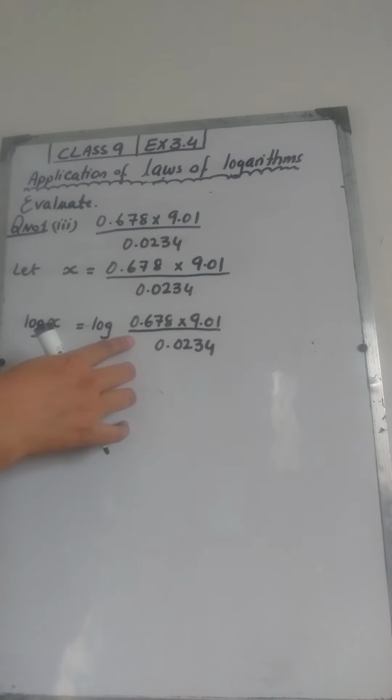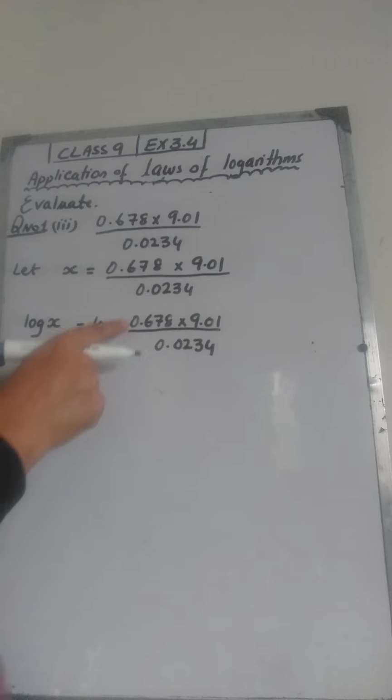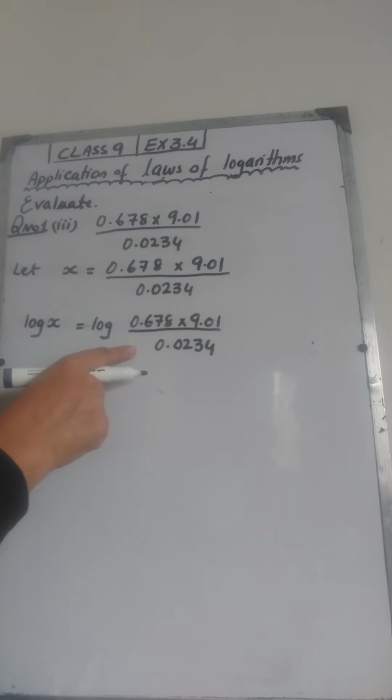Log is applied to the quotient of these two numbers, and I have not written the base because it is understood that we are working in base 10. In calculators the logs are mostly of base 10 or the natural log, but here we are talking about base 10 logarithms. So we are taking the log of both the sides, and log is applied on the quotient of these two numbers, so we are going to use the quotient law.